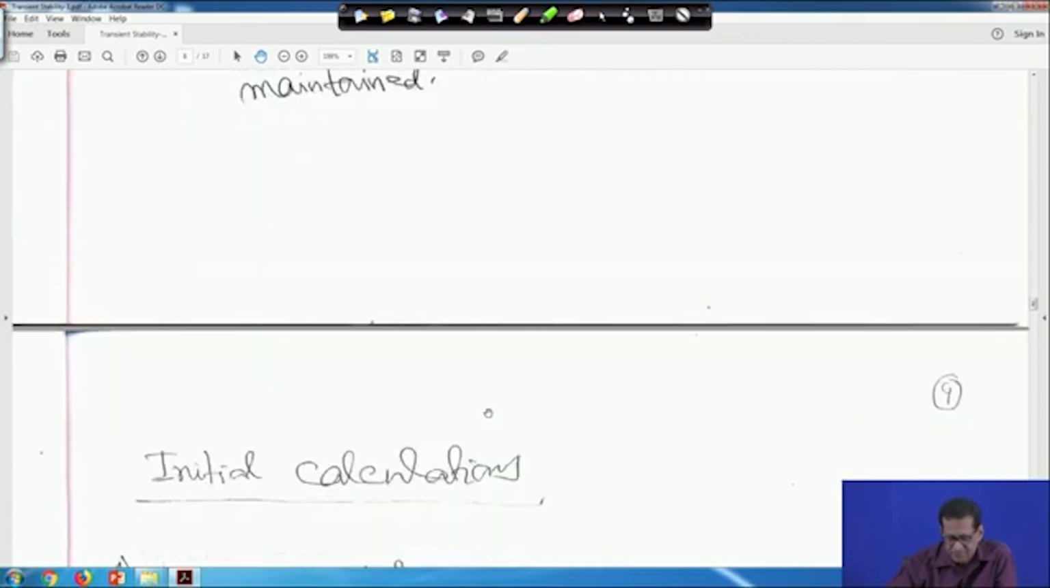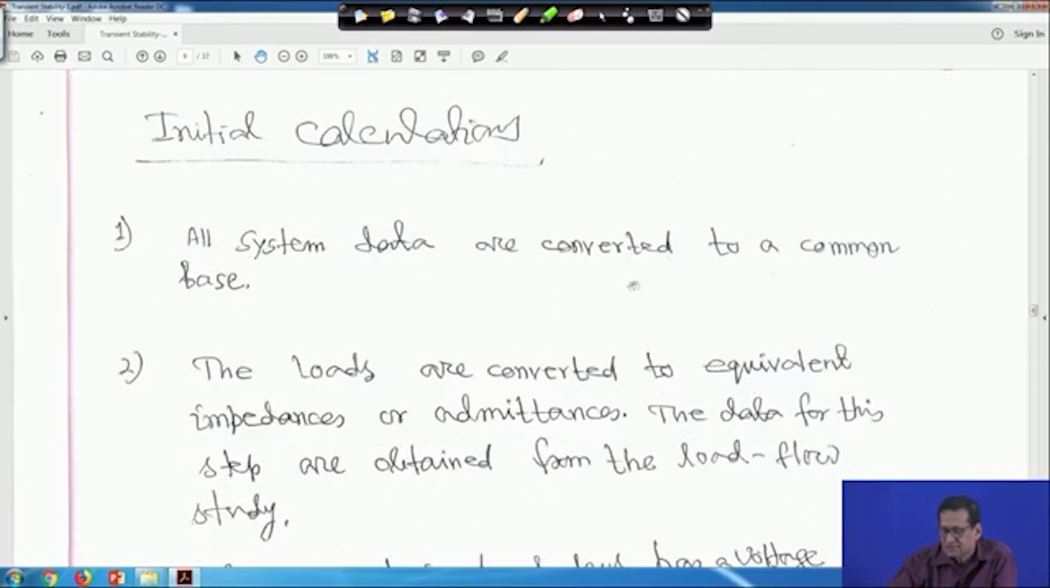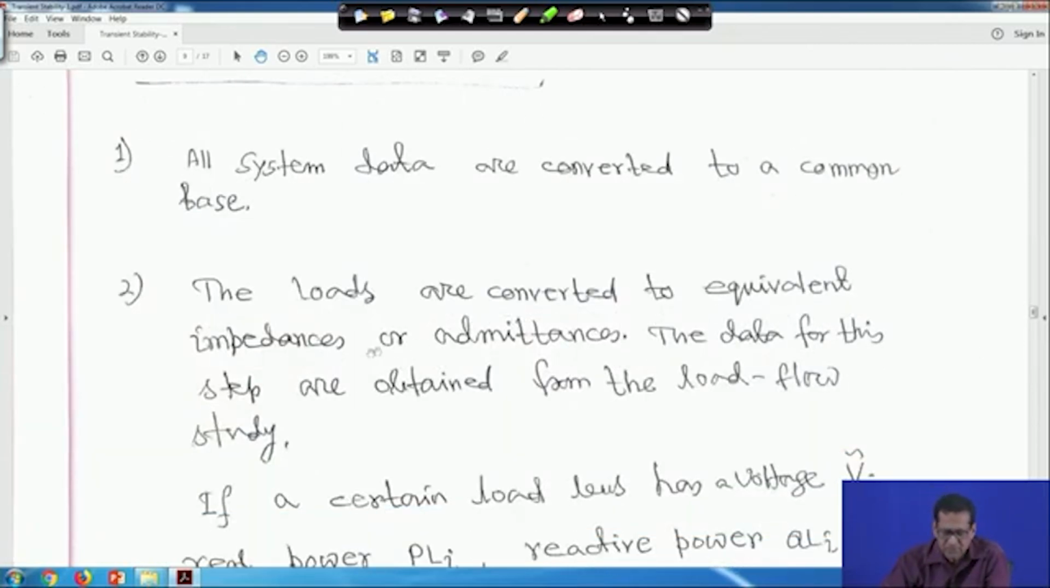Now, initial calculations: what are the initial calculations required for transient stability studies? All system data are first converted to a common base, that means the per unit system. The loads are converted to equivalent impedances or admittances. The data for this step are obtained from the load flow study, that we will see later.